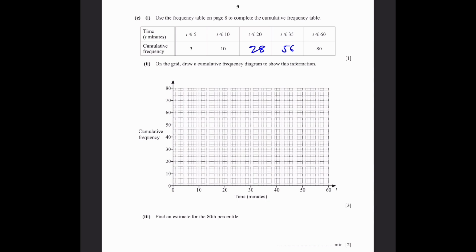So we can label at t less than or equal to 5, cumulative frequency is 3. So it'll be around here. Now, t less than or equal to 10, cumulative frequency is 10. T less than or equal to 20, it's going to be 28. 35 minutes or less is 56, which is up here. And 60 minutes or less is going to be at the 80 mark. And drawing the graph, we get something like this.